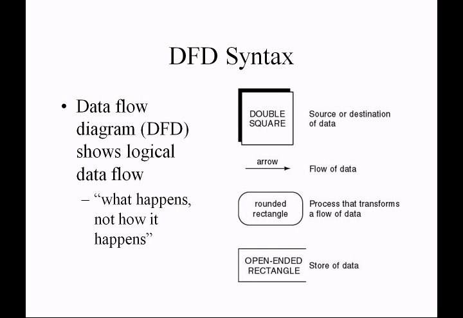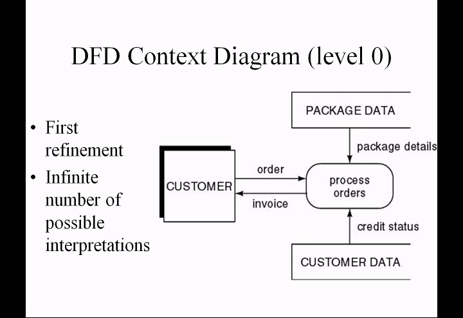A double square is either a source or destination of data. An arrow is a flow of data. This rounded rectangle then is some type of process, and an open-ended rectangle there is some type of store. So for example, this isn't anybody's project, but it could be representative of many of them.